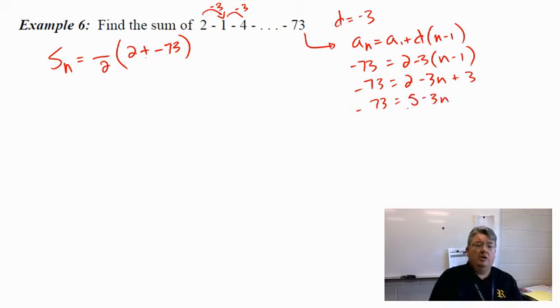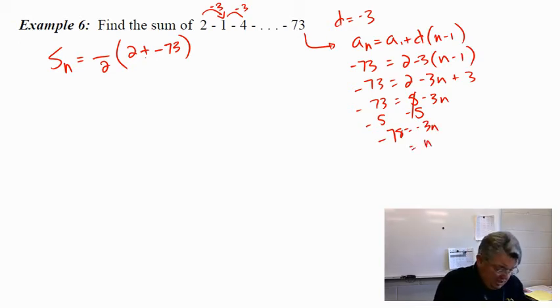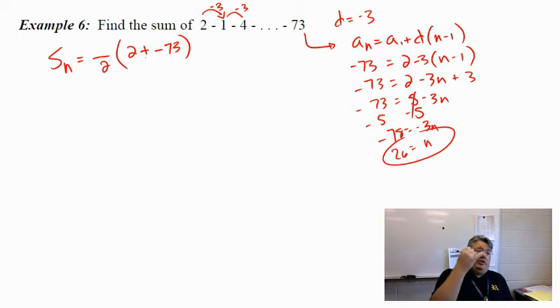Okay. If I subtract 5 from each side, I get negative 78 equals negative 3n. And if I divide by negative 3, 78 divided by 3, I know it's going to be positive, is 26. So I can go on my fingers 2, negative 1, negative 4, and count out till I count all 26 of my fingers. Or I can use this little deal and set the last term equal to this and find the number of terms. That's 26 terms.